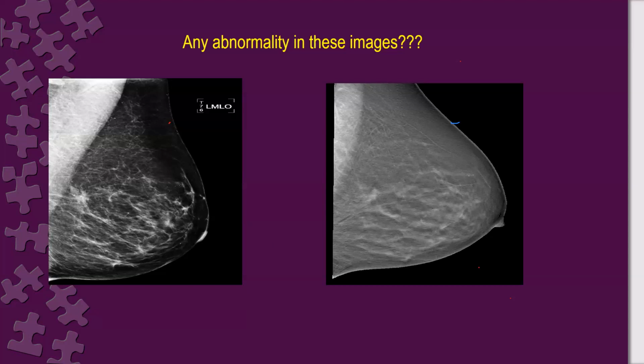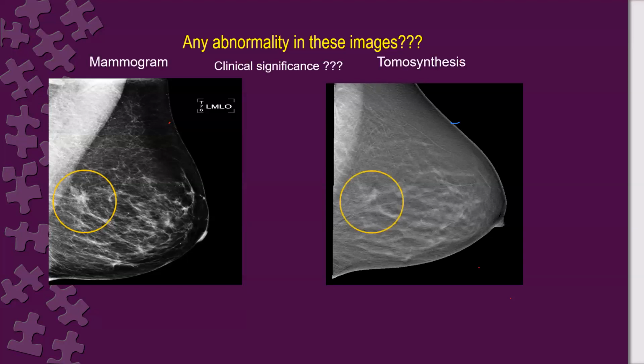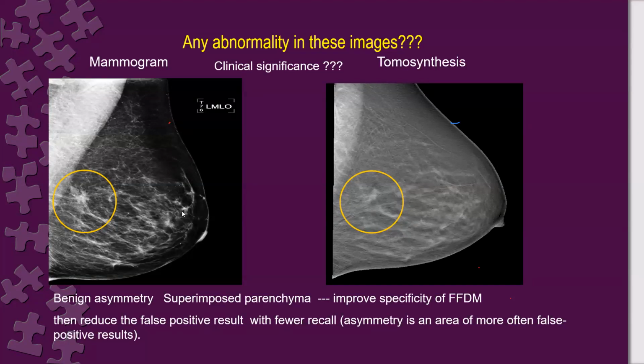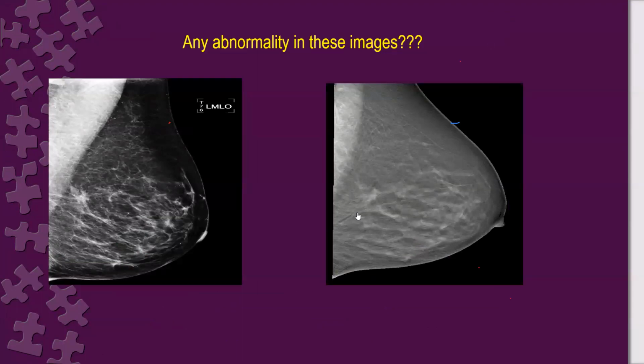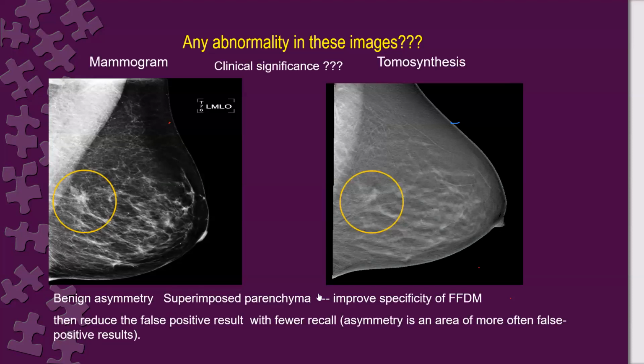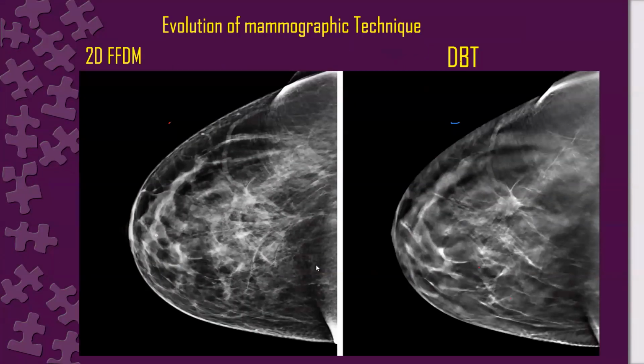It's not a true lesion. Yes, this is superimposed parenchyma. See here, when it is real, it becomes more visualized and more characterized, but here it becomes less. So definitely this is not a true lesion, this is superimposed parenchyma. So it also improves specificity of digital mammography, and therefore it will reduce the recall. The false positive results will decrease and the recall will decrease.